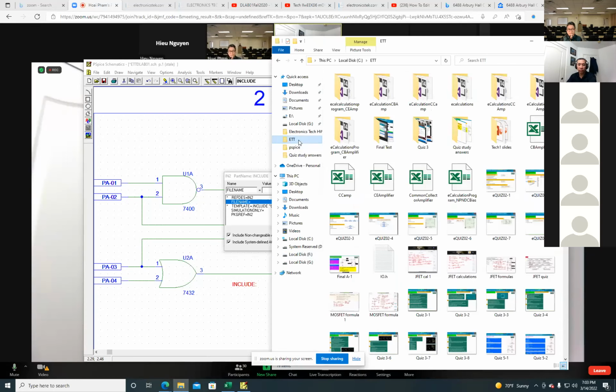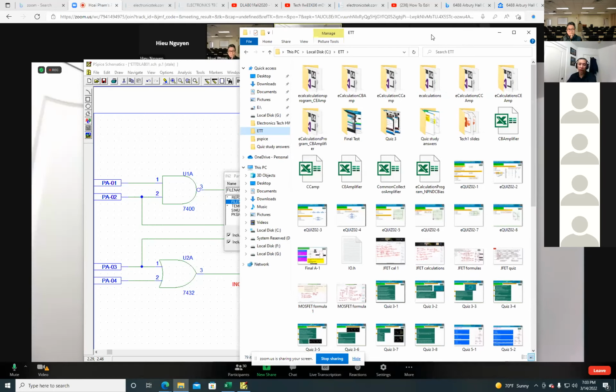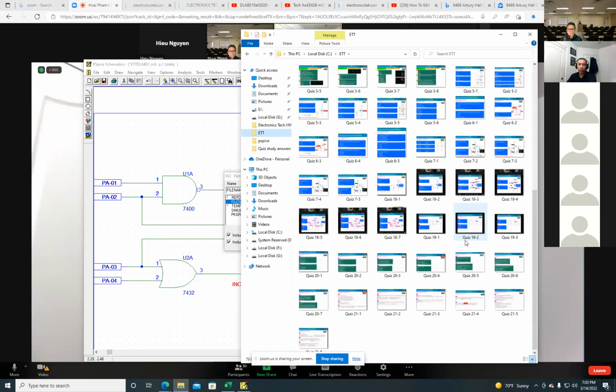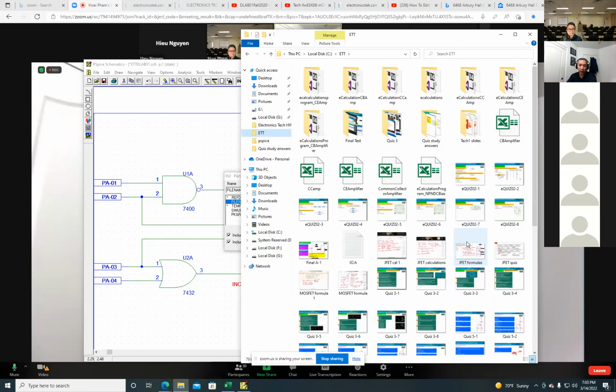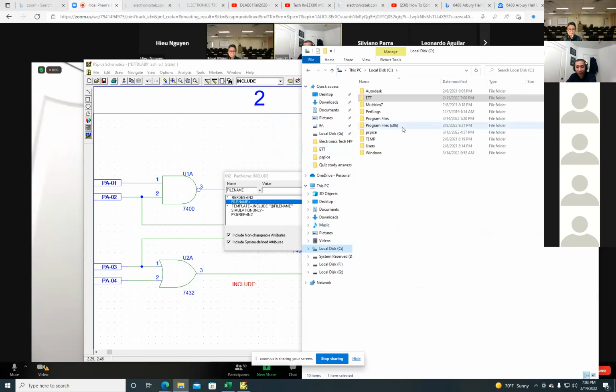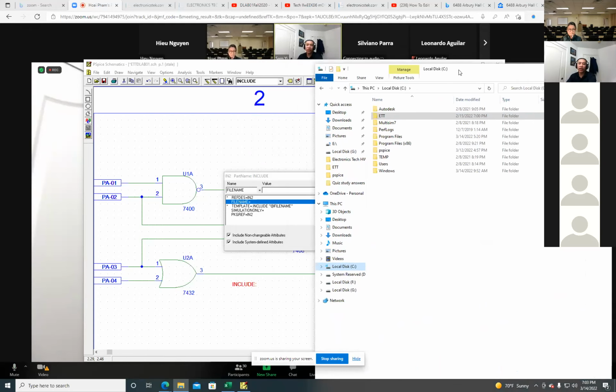Okay, so you're gonna put name. If there is an ETT, is that in your C drive or your E drive? Or G? I do not know. Okay, it's in your C drive. So here you're gonna be at your file name.